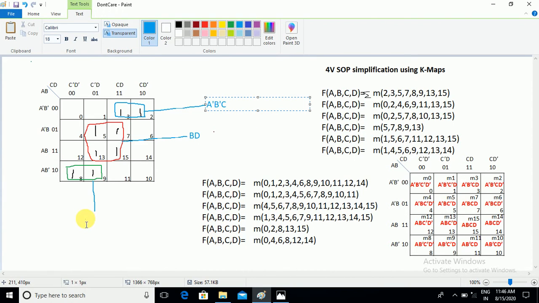Then the last one, the 8 9 group. Who are common? A is common, B dash is common, and C dash is also common: A, B dash, C dash. So now this is the answer for the given question. Let us go to the next one.